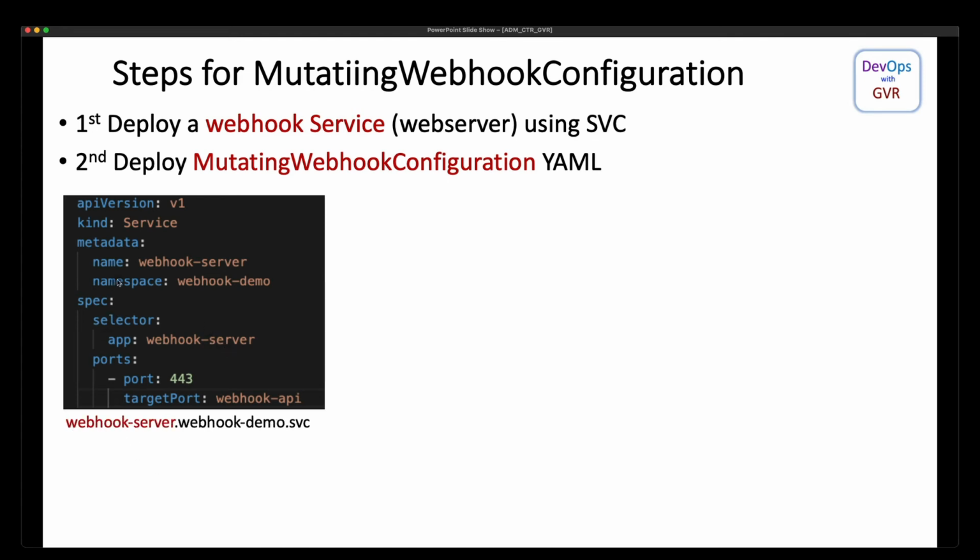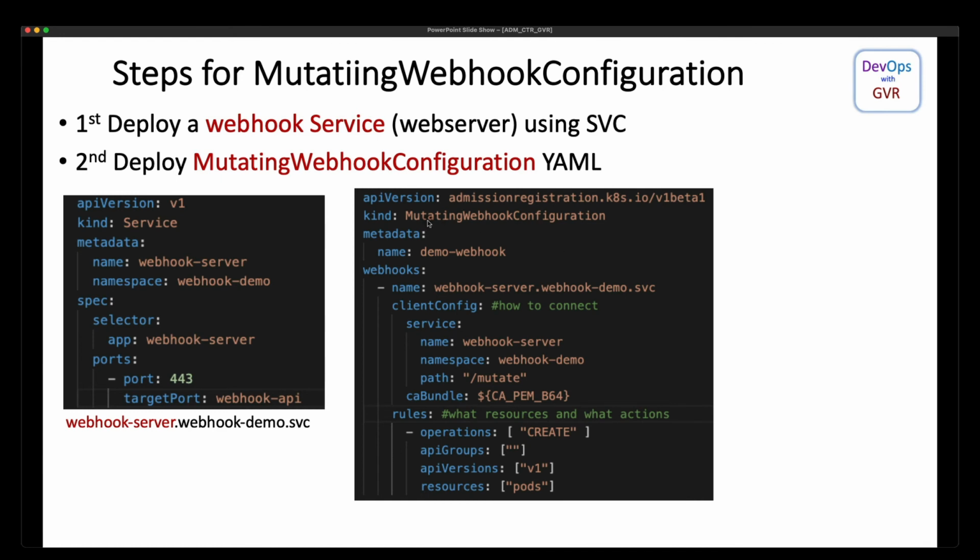So this is the full DNS here: webhook-server.webhook-demo namespace, which is a service. This is just considered as one of my services. I am considering it as a webhook. Now what I will do is create one mutating webhook configuration.